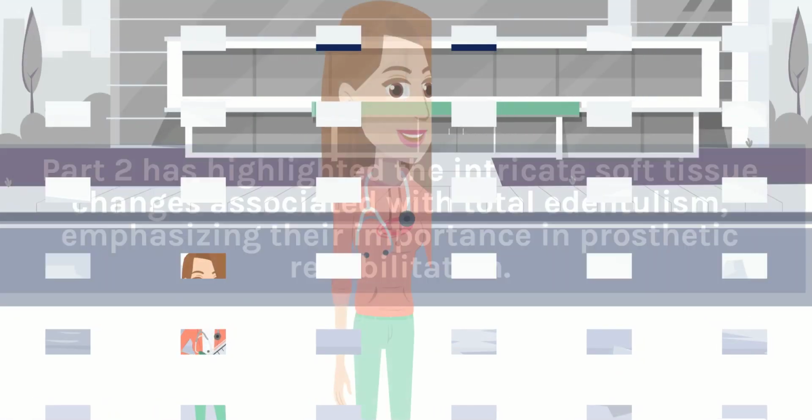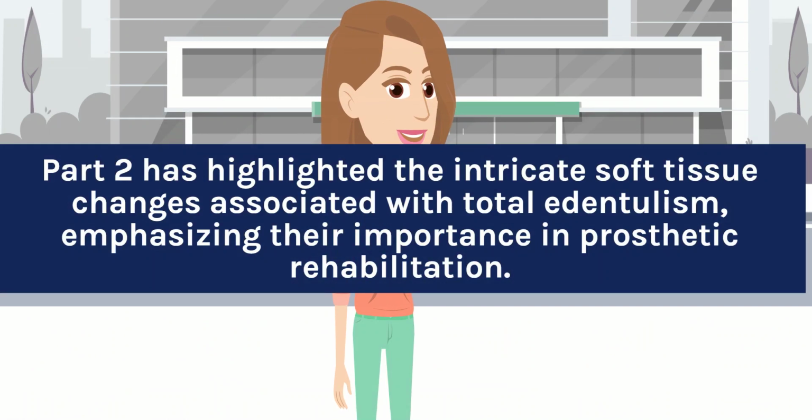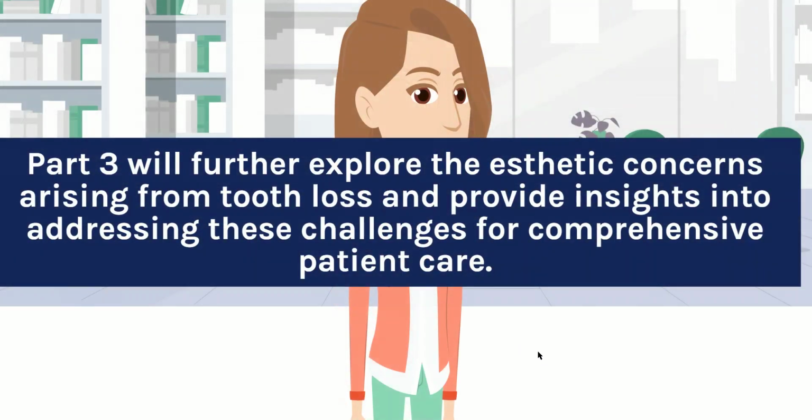Conclusion. Part 2 has highlighted the intricate soft tissue changes associated with total edentulism, emphasizing their importance in prosthetic rehabilitation. Part 3 will further explore the aesthetic concerns arising from tooth loss and provide insights into addressing these challenges for comprehensive patient care.